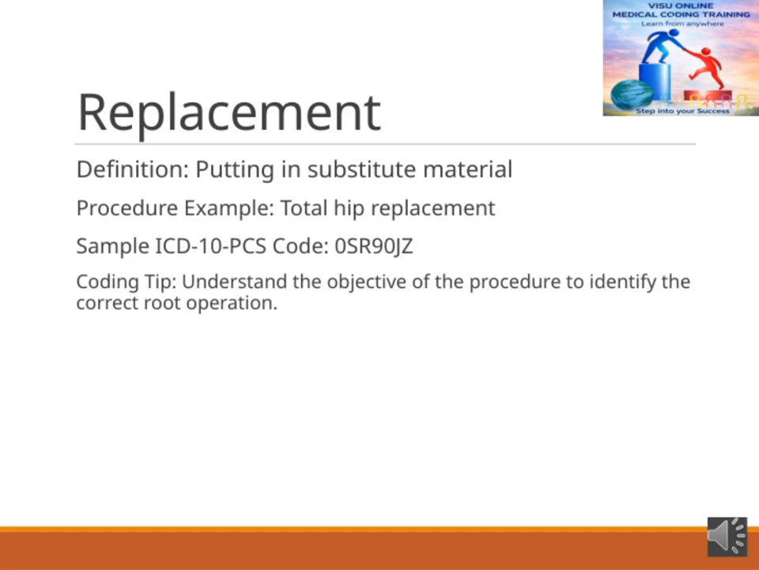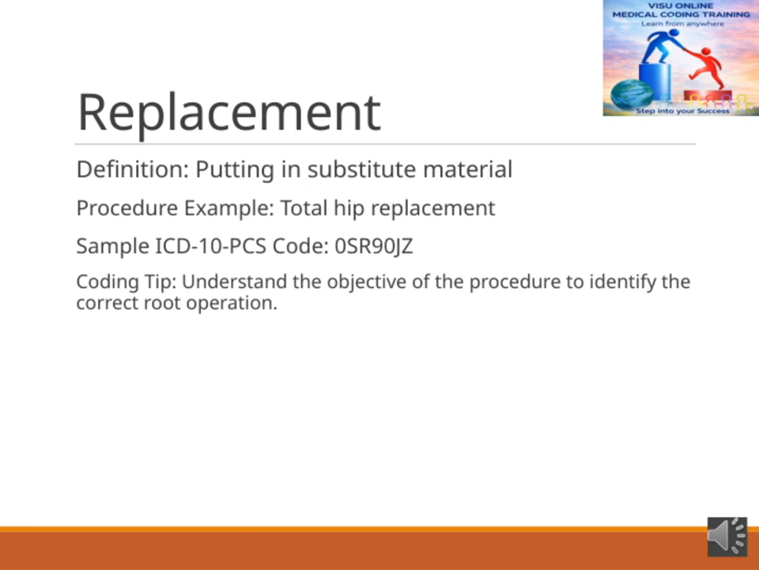Essentially, it involves putting in substitute material to replace a part of the body. To illustrate this, a common example is a total hip replacement. In coding, you'll see this reflected in the ICD-10 PCS code 0SR90JZ, which specifies the details of the procedure. One important tip to keep in mind is that understanding the objective of the procedure is crucial for selecting the correct root operation. This helps ensure accurate coding and better communication about the procedure performed. So, when you see a replacement procedure, remember it's all about substituting a part with new material to restore function or relieve pain.